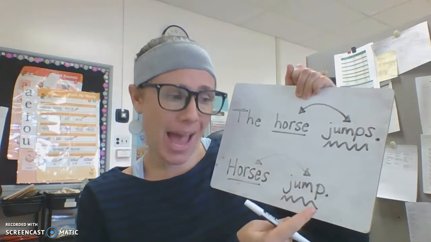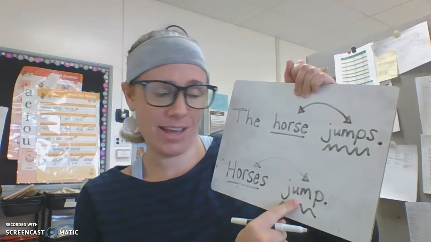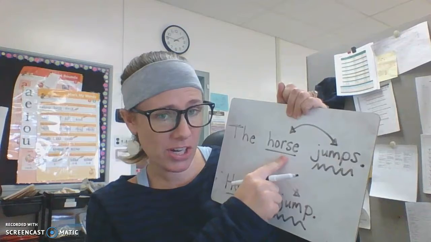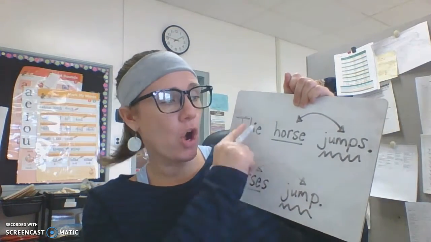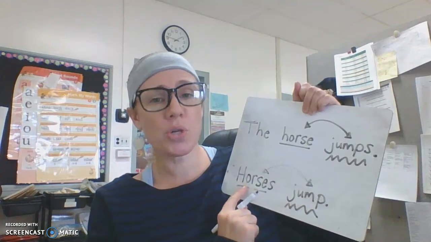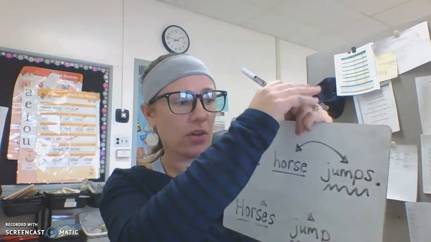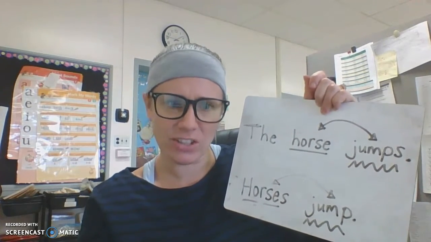It has to match. So if the subject is plural, there isn't an S on the end of a predicate word. So it's kind of the opposite. Singular, there's an S. Plural, no S. The horse jumps. Horses jump. We have to make our match, and we call this subject-predicate agreement. We want to agree and get along.